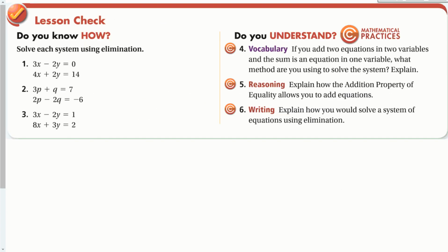Okay, so our lesson check, solve each system. So this one, just add together. This one, multiply the top equation by a positive 2. And then this one, I would multiply the top equation by a positive 3, the bottom equation by a positive 2 to get these two to be positive 6 and negative 6.